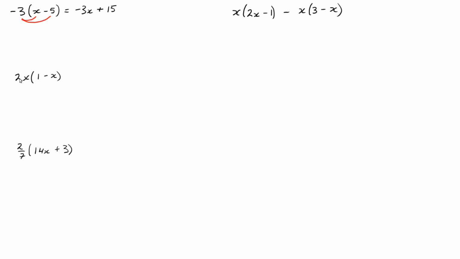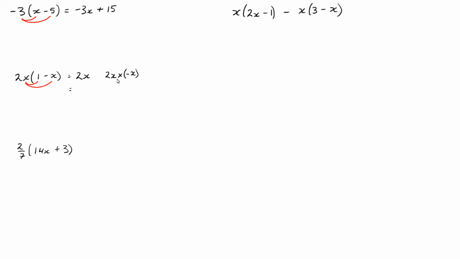Let's have a look at this one. We've got 2x. We've got a variable outside the brackets, but we're following the same process. Distributive law, multiply the 2x by 1. We get 2x, and we multiply the 2x by a negative x. Alright, so 2x times a negative x.